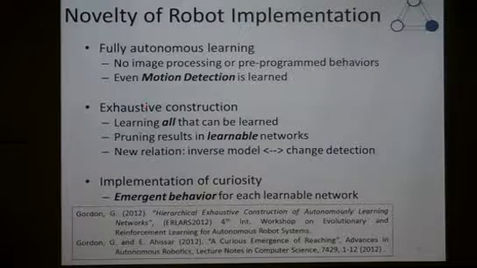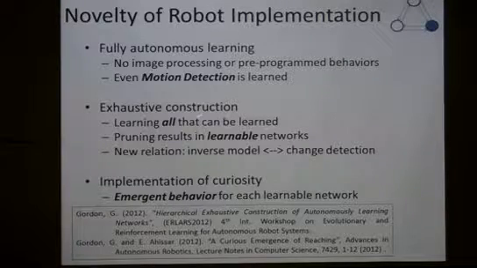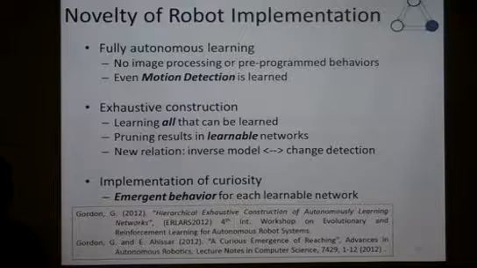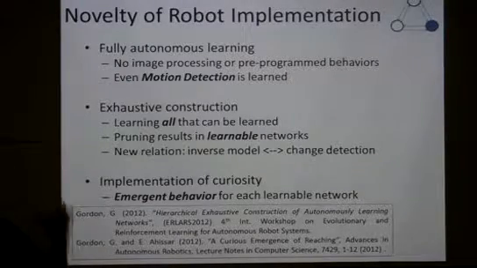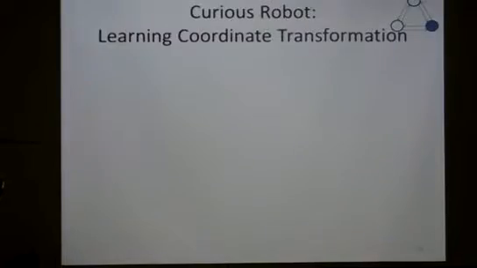I'm doing this exhaustive construction. I learn everything you can learn. I'm not choosing one thing that is interesting me, and then I see how you can learn it by yourself. I'm trying to learn everything. And now I also implemented this curiosity algorithm on these behaviors. So what this means, curiosity behavior, is how should I move my camera and my arm in order to learn these things? Okay?